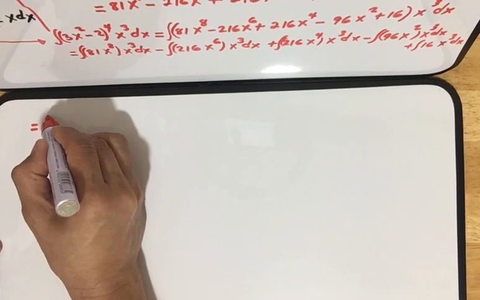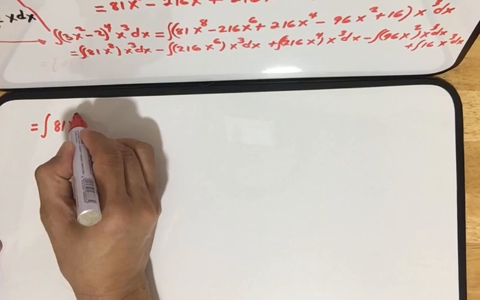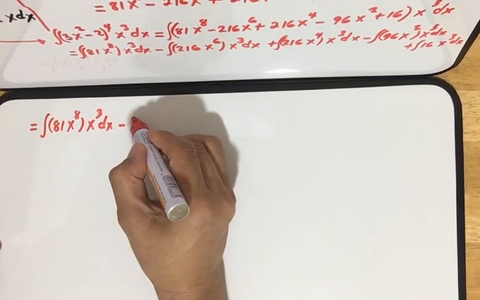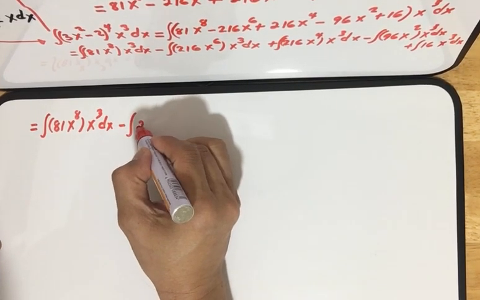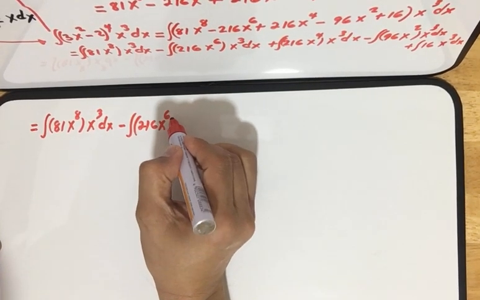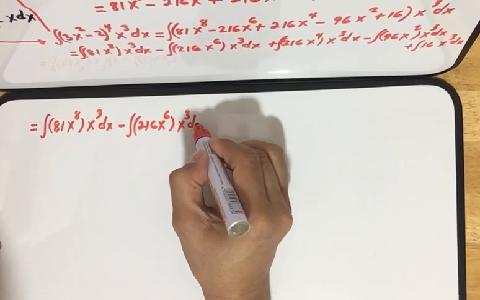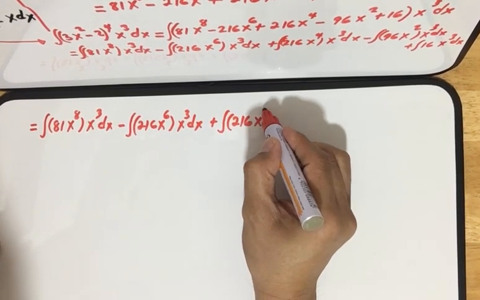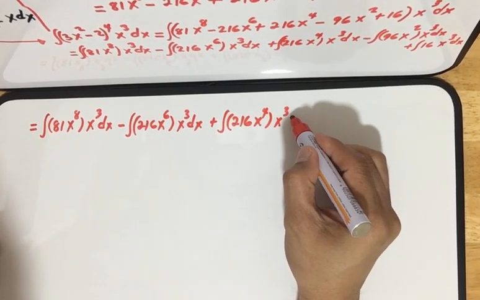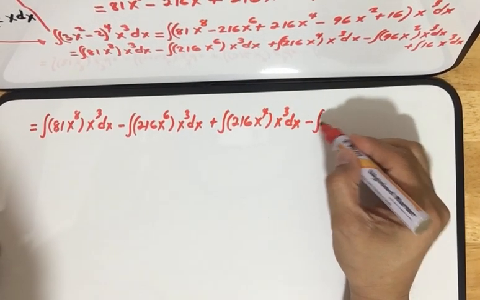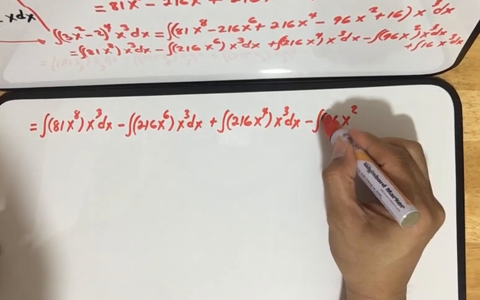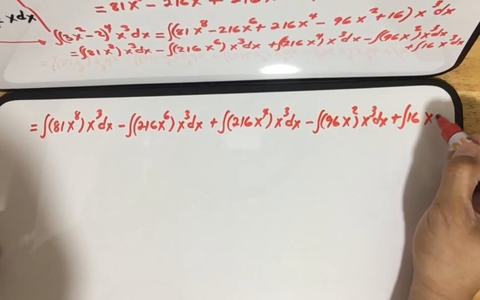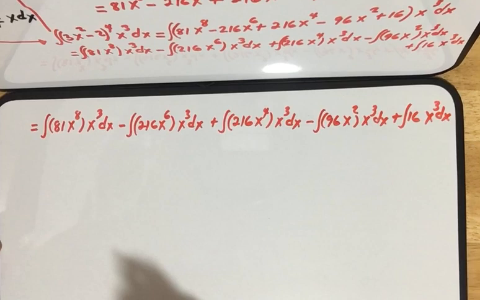So we have the integral of 81x^8. So we multiply this by x^3 dx, then minus the integral of 216x^6 multiplied by x^3 dx, then plus the integral of 216x^4 multiplied by x^3 dx, then minus the integral of 96x^2 multiplied by x^3 dx, then plus the integral of 16 times x^3 dx.